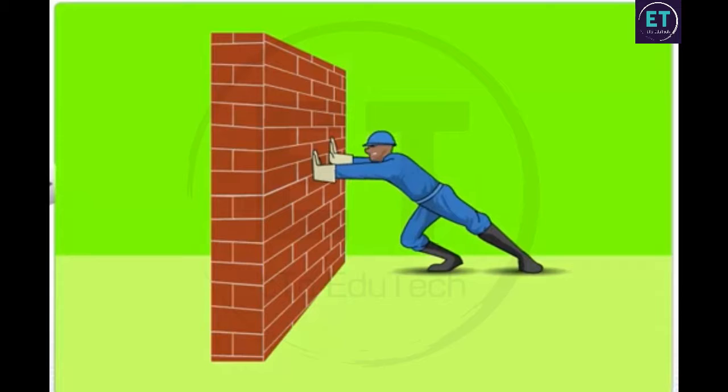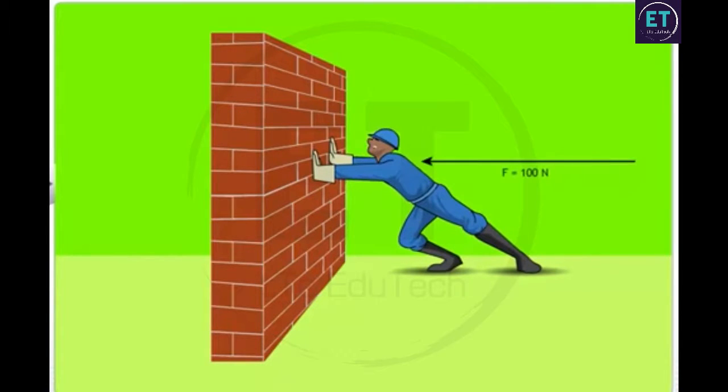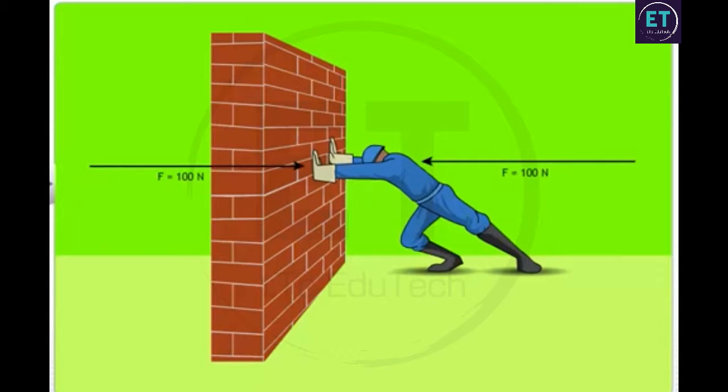In the second situation, the man pushes the wall with a force, say 100 Newton. What happens to the wall? The wall also pushes back with a force of equal magnitude. Both these forces act in directions opposite to each other. And one force acts on the wall while the other acts on the man.